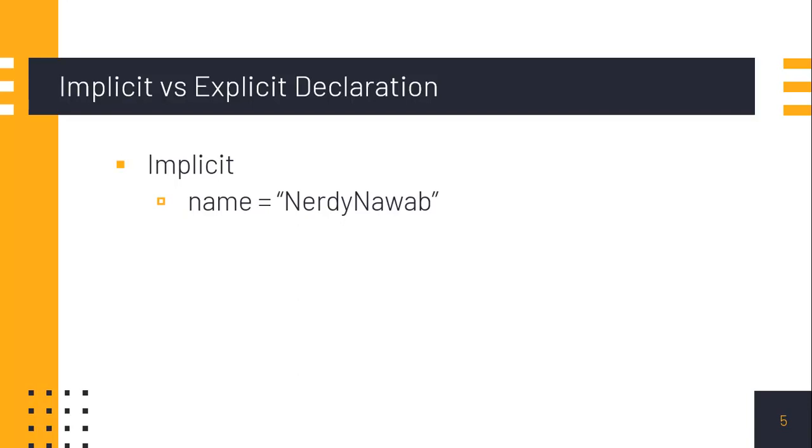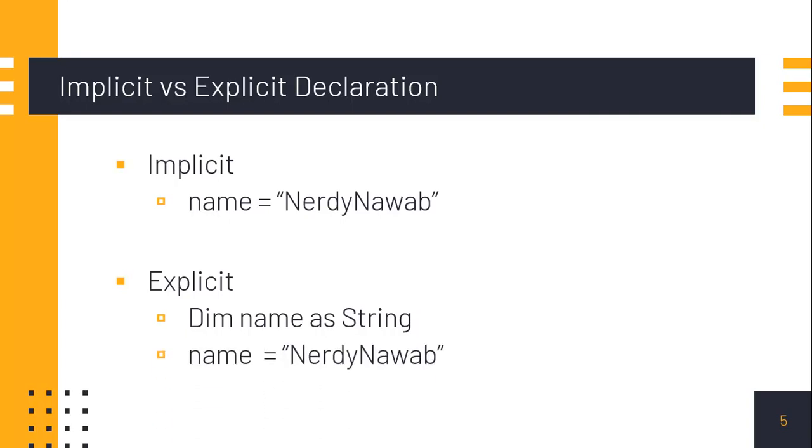Whereas in explicit declaration, you need to first tell what kind of variable it is. Is it an integer variable? Is it a string variable? Then you can assign a value to it. VBA allows you to have an implicit declaration for ease, so that without declaring the variable, you can use it throughout your code. Whereas when the code becomes lengthy, you might face problems, which we'll see in a demo.